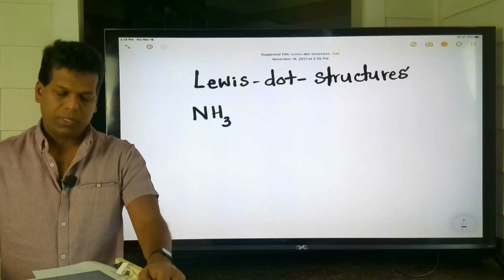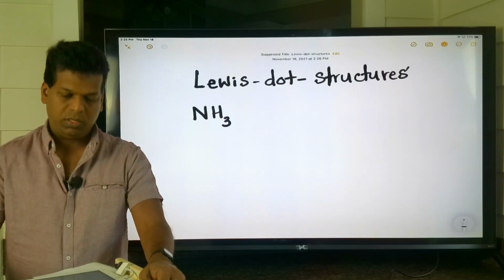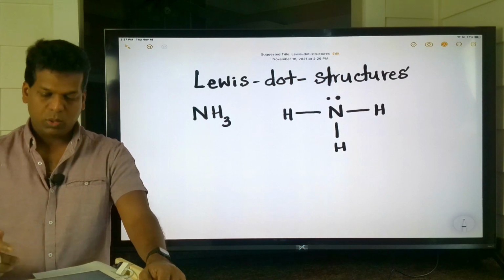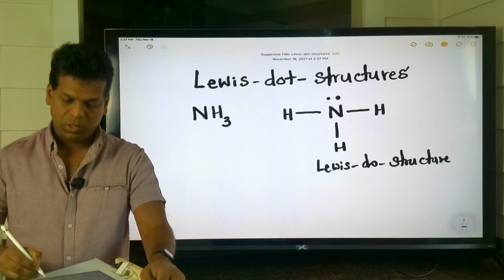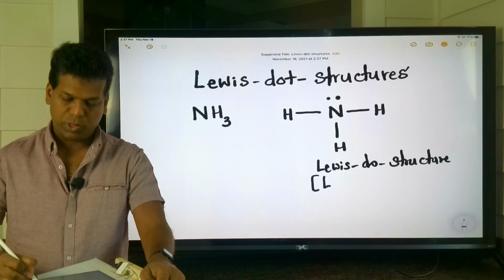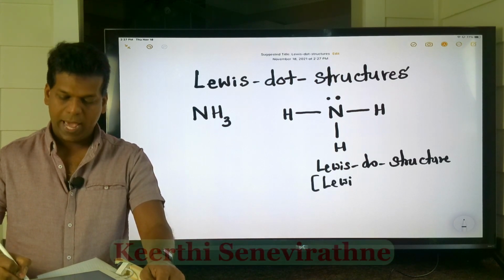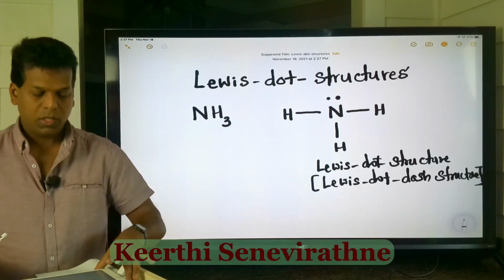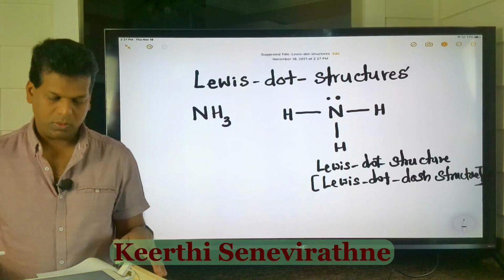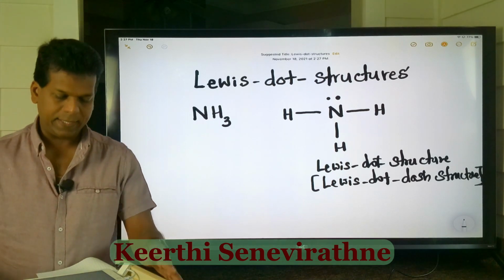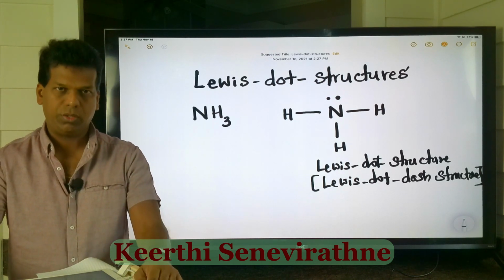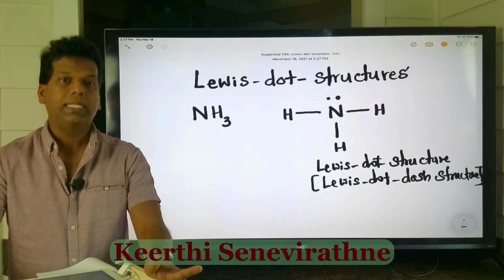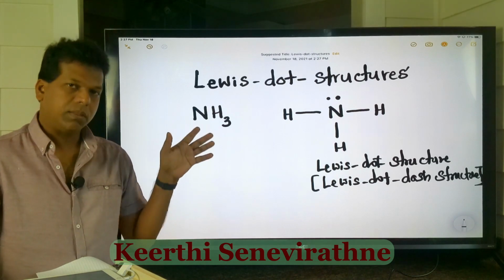of ammonia, NH3. And based on our topic, this is the Lewis dot structure for ammonia. So we call this one actually the Lewis dot-dash structure. When you look at these two molecules, the first one says in the ammonia molecule there is nitrogen and 3 hydrogens. That is all it says just by looking at the molecule.